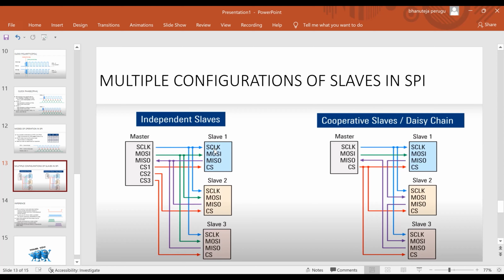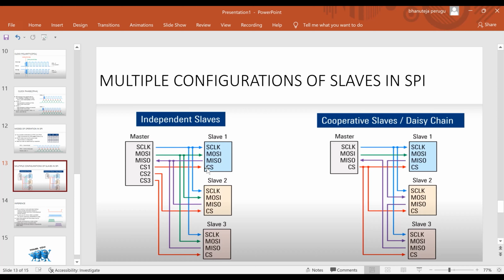So the data sent by the master to the slave is processed, and the slave stores it again. Whenever the microcontroller wants the processed data inside the slave, it will ask the slave to send the data back again. So that is the reason we are using the MISO line here.